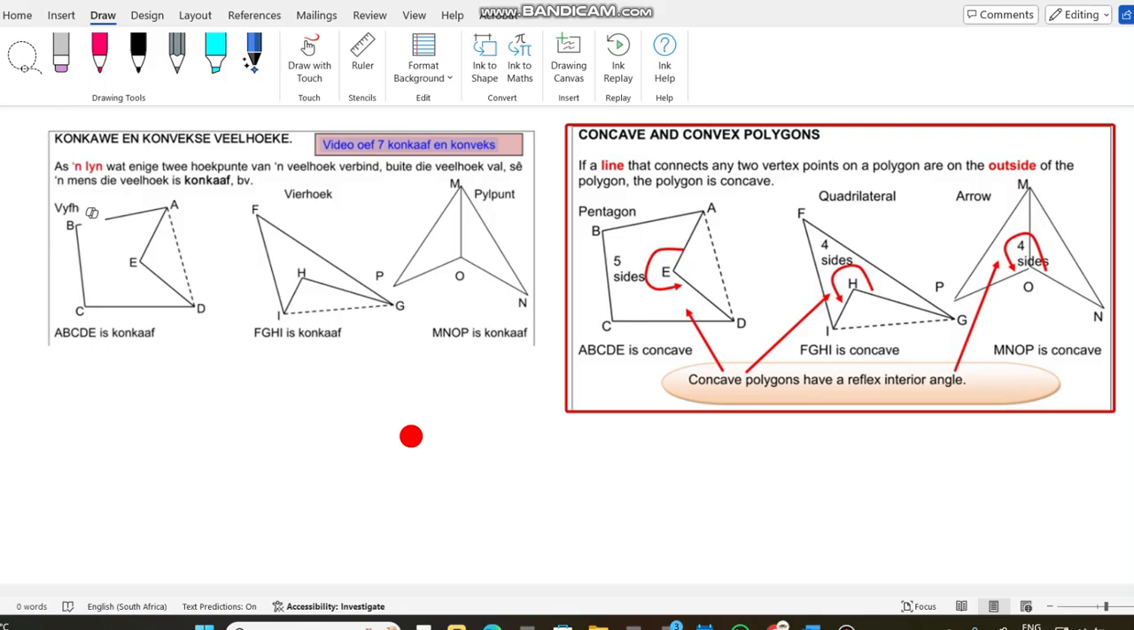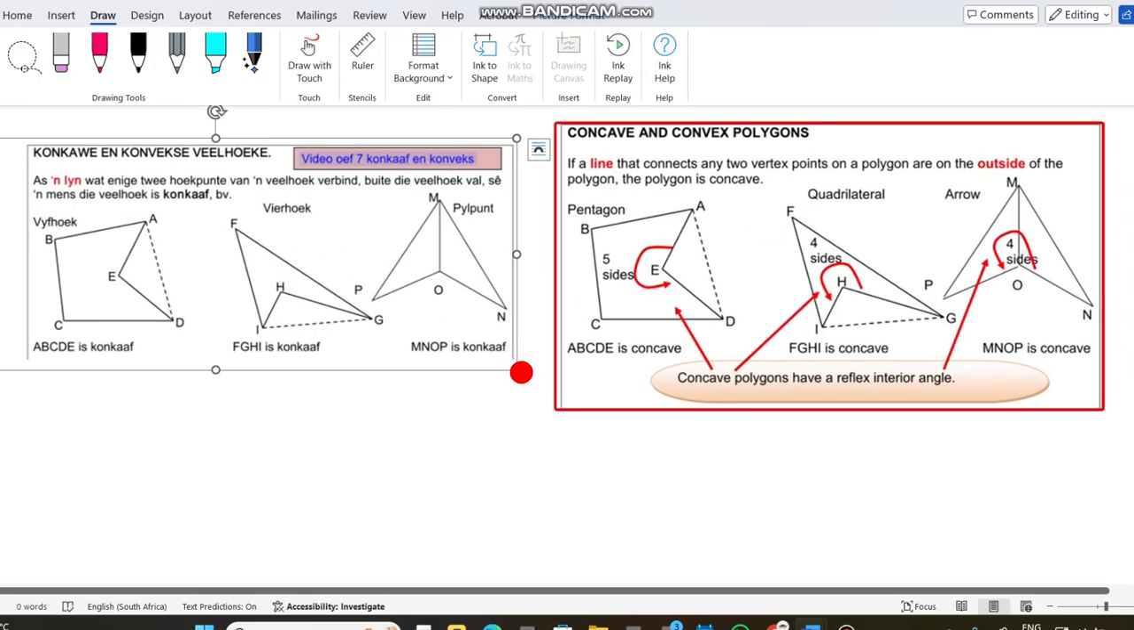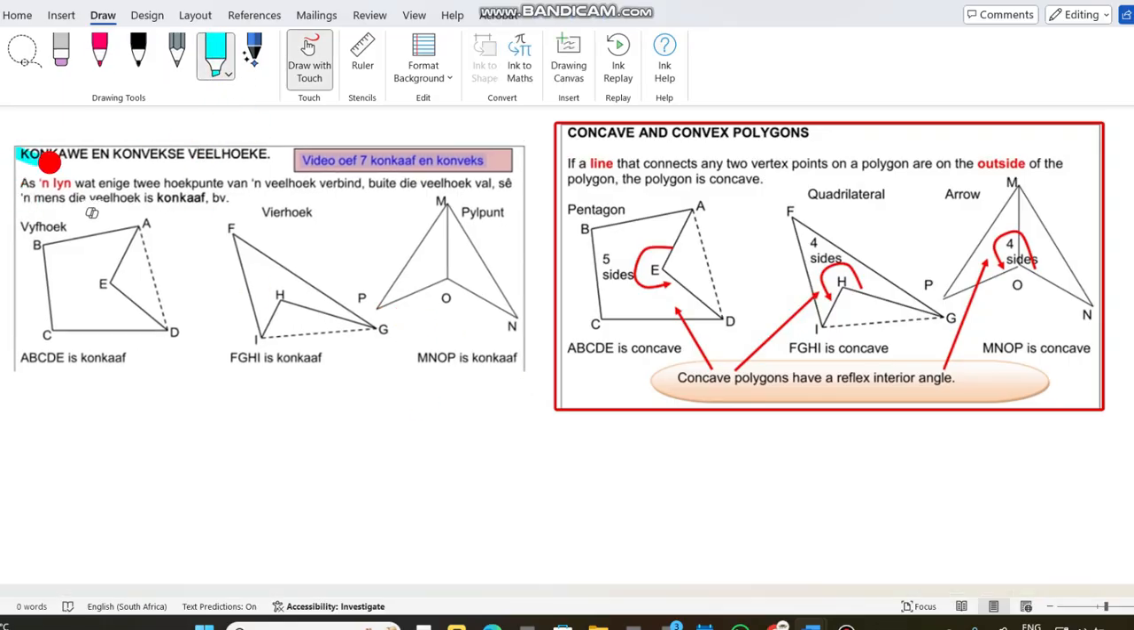Now we're going to look at concave and convex polygons. Concave and convex. It's very important that you understand what we're going to do now. The first one we're going to look at is concave. If you look at these shapes, we've got a pentagon, a quadrilateral, and an arrow. If you have one of these shapes and it's an irregular form, the best way to remember this, concave.